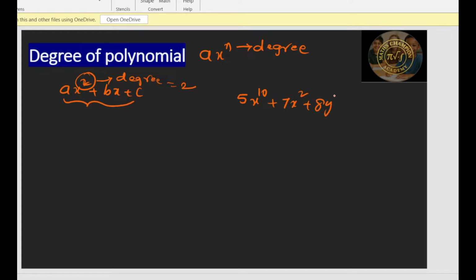For example, 5x power 10 plus 7x square plus 8y power 15 is there. If you look at all terms, what is the highest power here? 15. So the degree is 15. You have to take a positive number. Can we say 15 by x power 100 is a polynomial? Is it a polynomial?